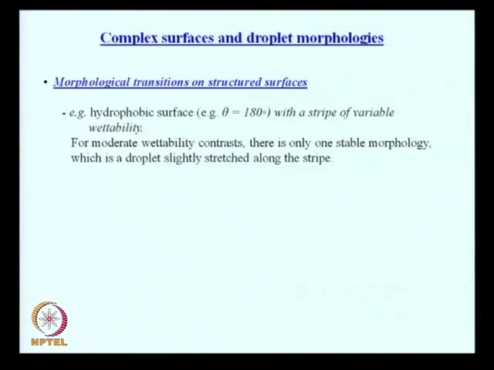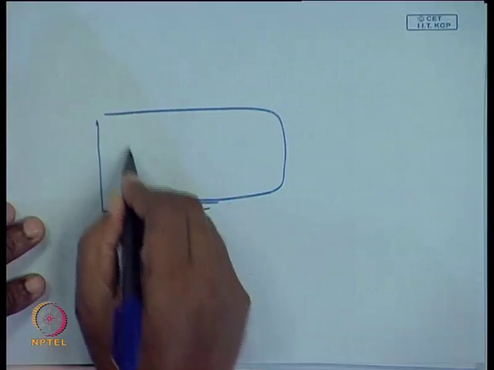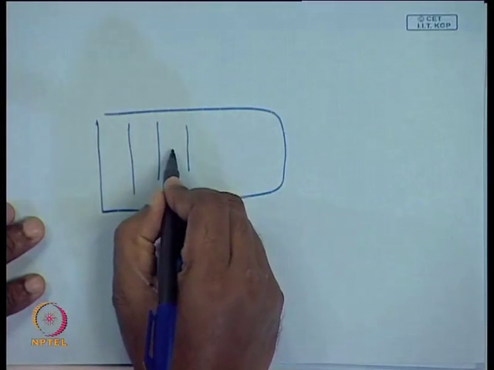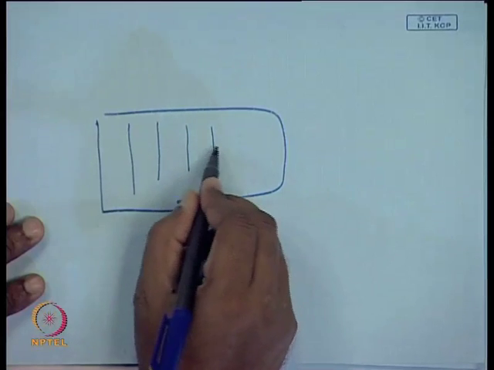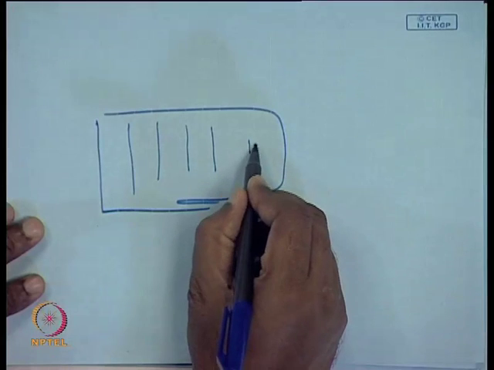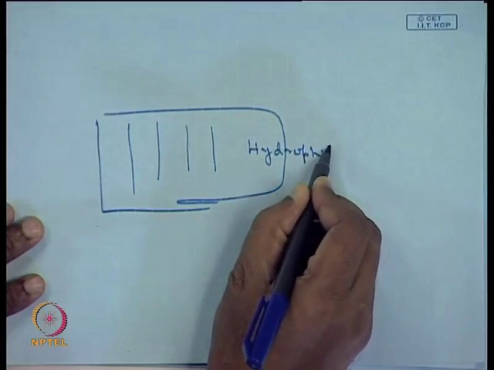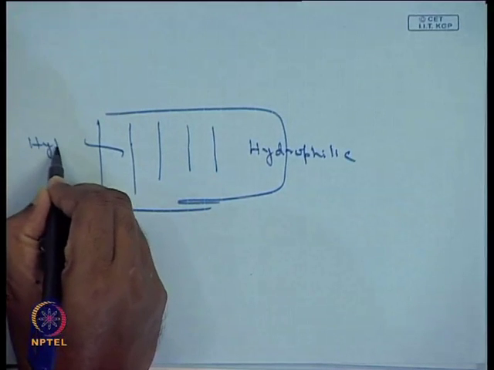So, with this background, we are going to start this class with complex surfaces and droplet morphologies, and how complex surfaces would give rise to motion in the droplet. We know there are cases where hydrophobic surfaces with a strip of variable wettability can be used to move a droplet. Let us say we have a surface in which the hydrophobicity keeps on changing. As I move, the surface becomes more and more hydrophilic. If I have one strip which is highly hydrophobic, the next strip is slightly less hydrophobic, and so on. So, as I move in this direction, the hydrophobicity decreases. This portion is truly hydrophilic and this region is hydrophobic.